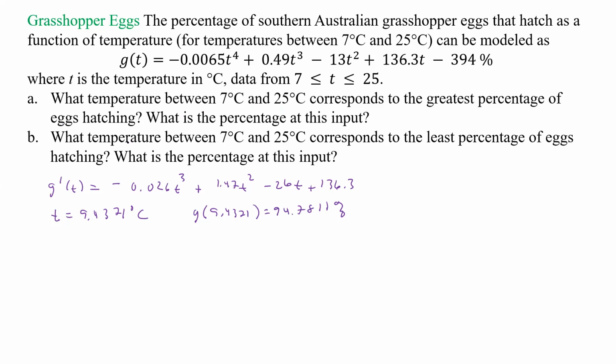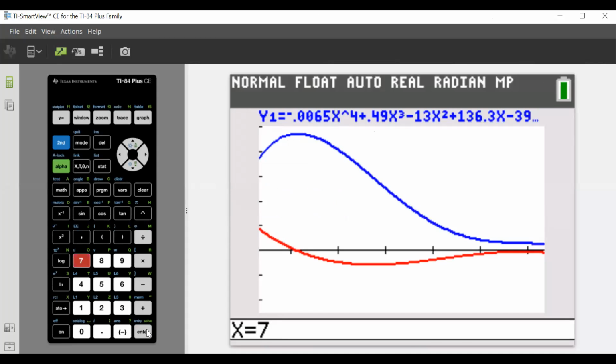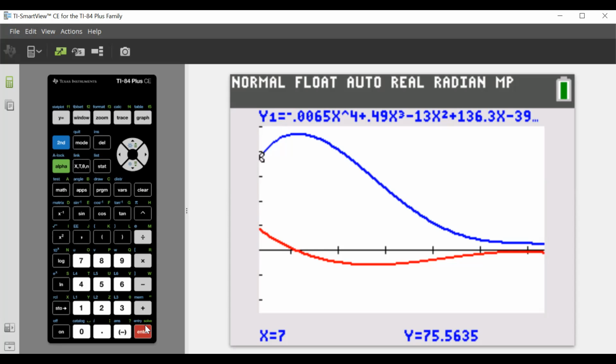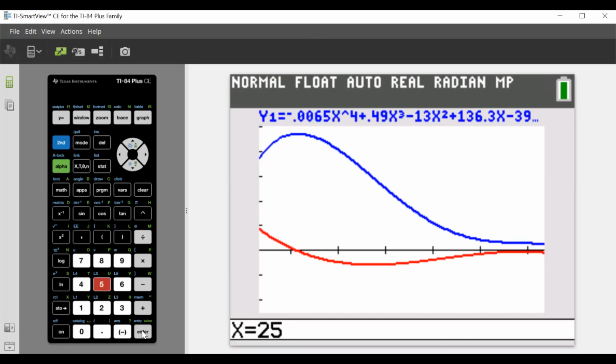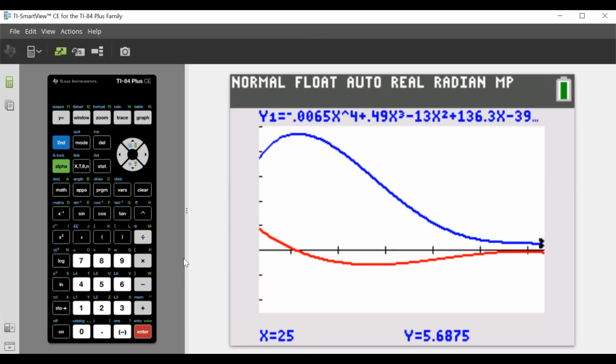Now, what temperatures between correspond to the greatest percentage? Now we have to figure out what's the least between there and there. Well, we didn't find any other points. So actually, we probably shouldn't say that's the max until we find what G of 7 and G of 25 are, because we need those 2 points as well. We can't really say that's the max, but that's the max at this point in time. So now let's do a 7, 75.5635, and then the other one was 25, and 5.6875.